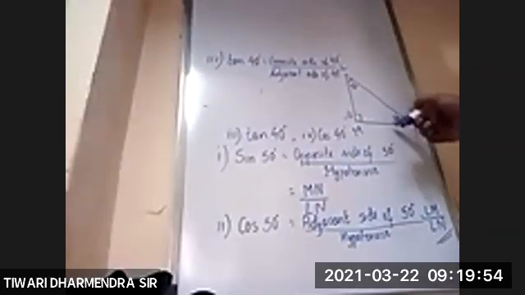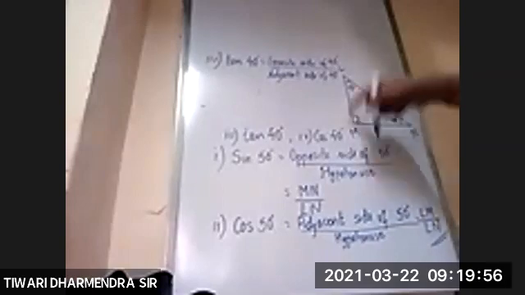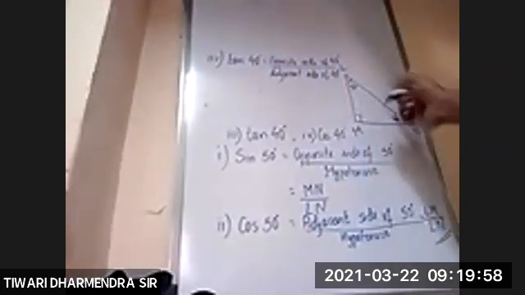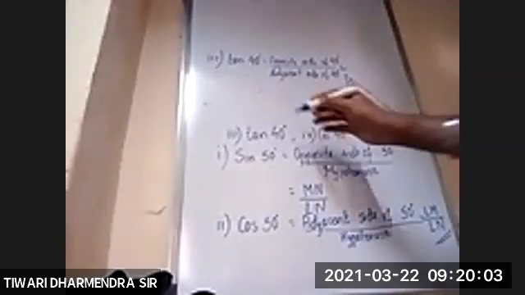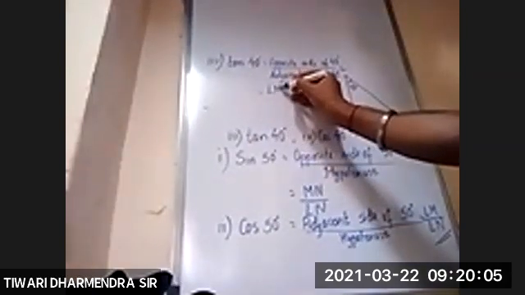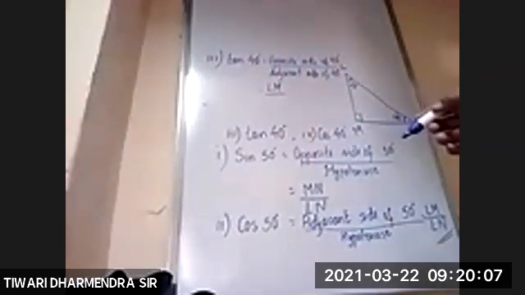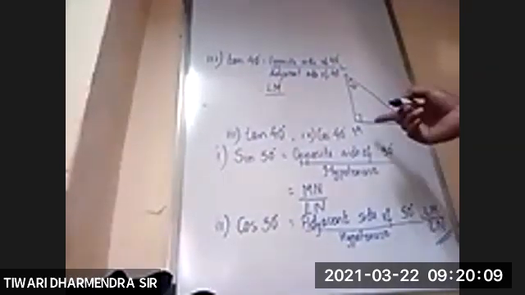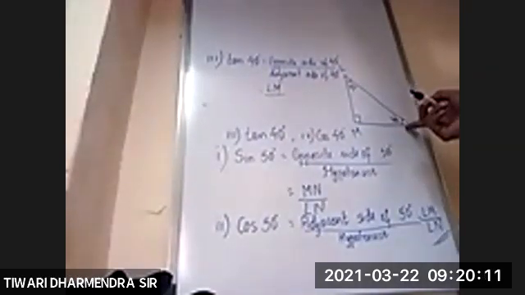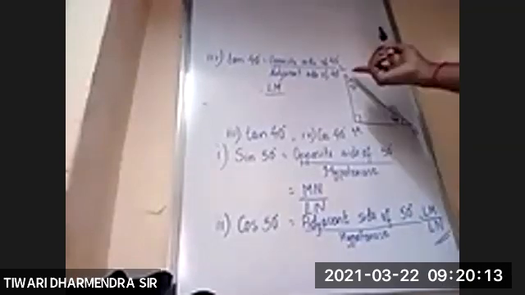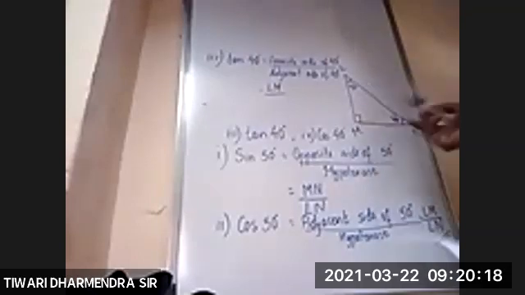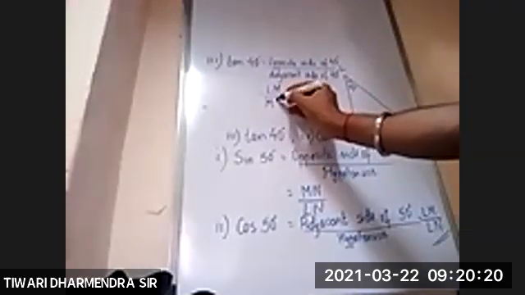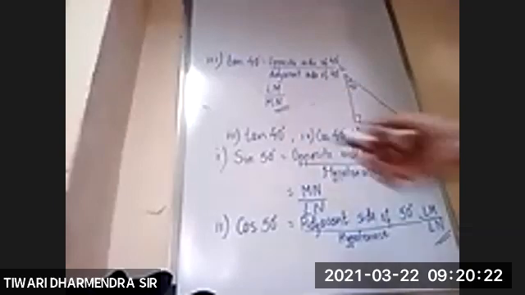You can see opposite to 40 degree, or you can say in front of 40 degree, is LM, divided by adjacent side of 40 degree. Who is adjacent to 40 degree? Always you have a confusion: LN or MN. LN is hypotenuse. Ignore that. Go for MN. The correct answer.